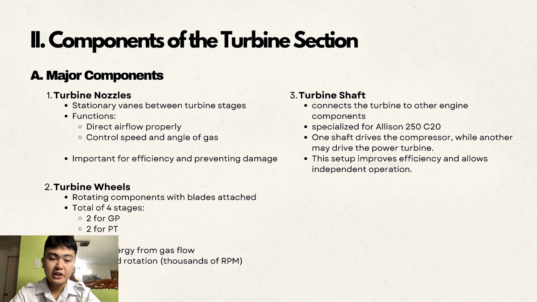Third, we have the turbine shaft. So the turbine shaft connects the turbine to other engine components. In engines like the Allison 250, there are separate shafts. One shaft drives the compressor while another may drive the power turbine. This setup improves efficiency and allows independent operation.